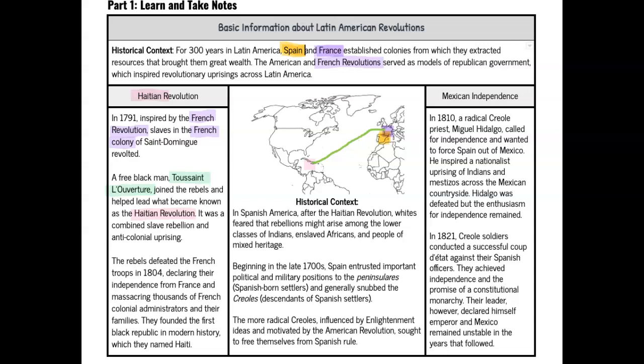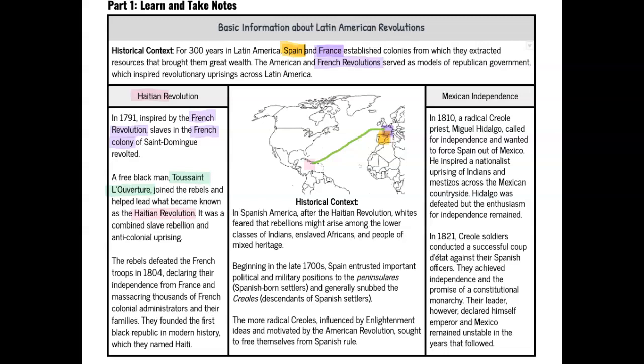All right, let's continue. In 1821, Creole soldiers conducted a successful coup d'etat, which is a military overthrowing of the government against their Spanish officers. They achieved independence and the promise of a constitutional monarchy. We learned about this before, the constitutional monarchy, just like from the Glorious Revolution. Their leader, however, declared himself emperor, and Mexico remained unstable in the years that followed.